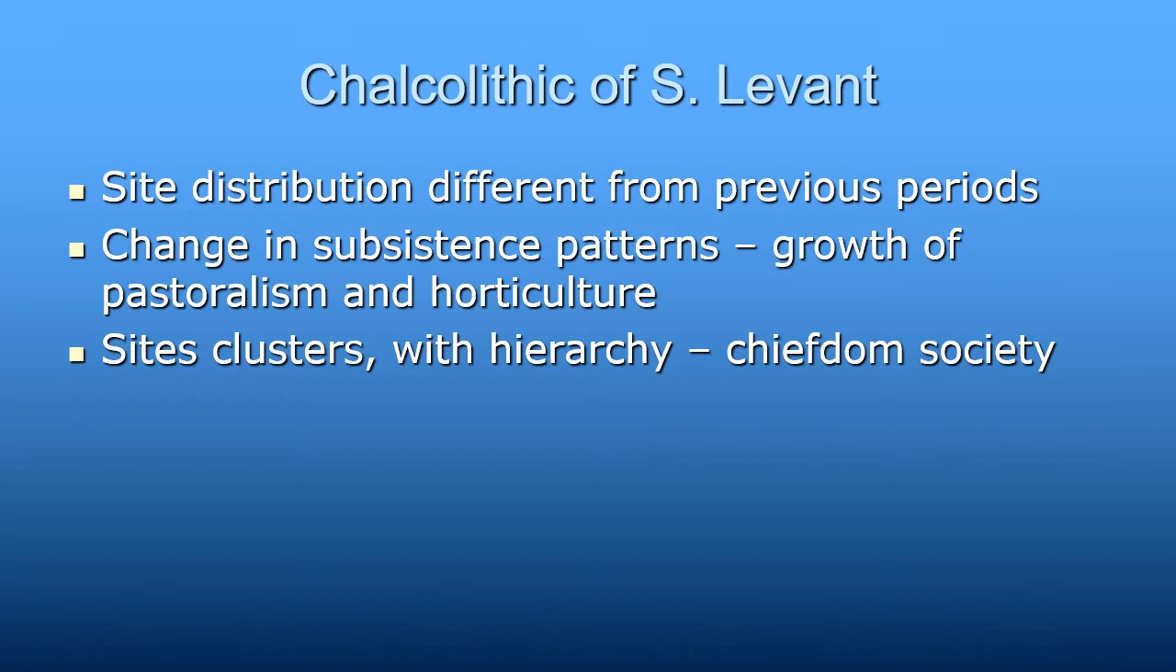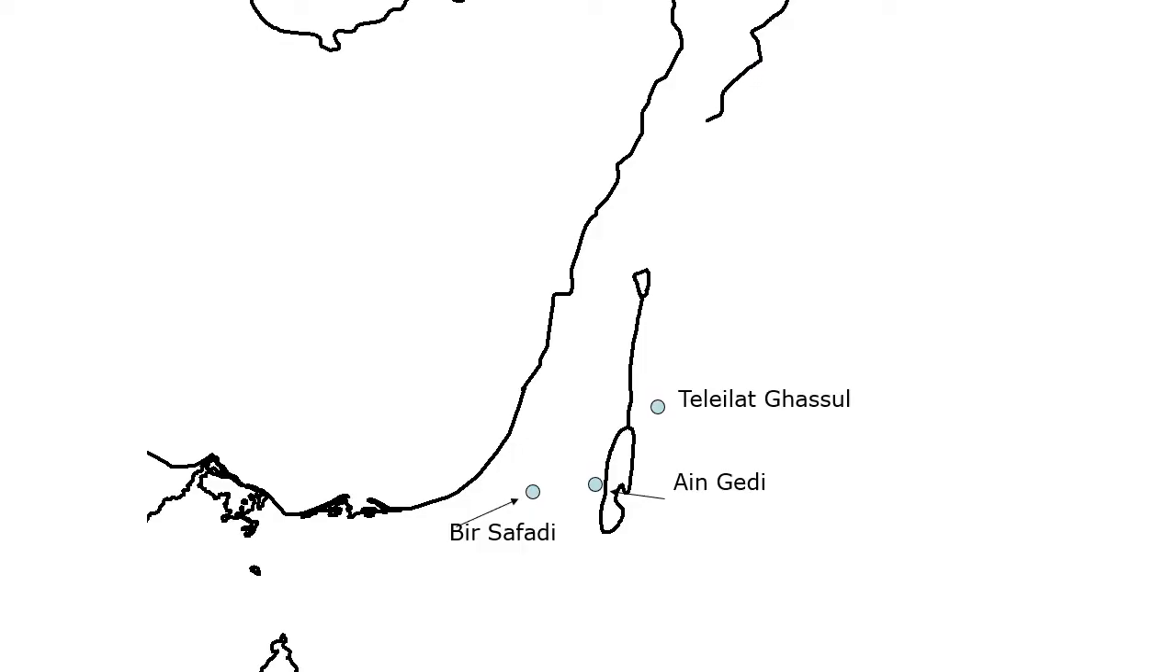By far the greatest concentration of sites are found in the Jordan Valley, with the site of Tel Rasul being the dominant center. Oddly enough, Jericho, which had played such an important role in all the previous periods, appears to be abandoned at this point. So the sites you need to know: Tel Rasul, Ein Gedi, and Bir Safadi.